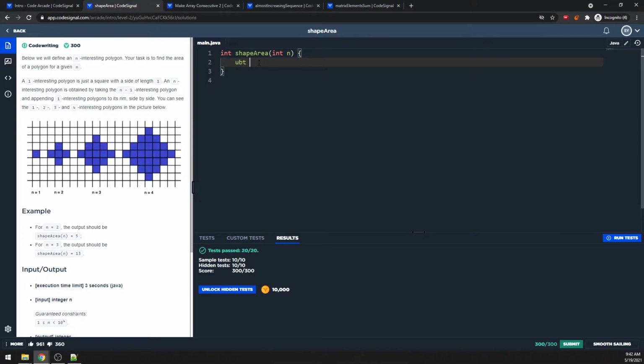So we need to get the square length. How do we get it? If you notice, the length of the square is n plus n minus 1: 3 plus 2, 2 plus 1, 1 plus 0, and 4 plus 3. So it's n plus n minus 1.